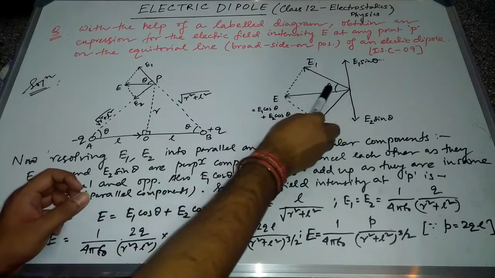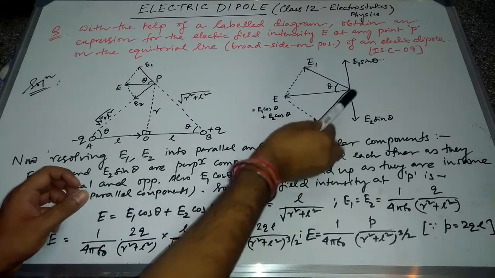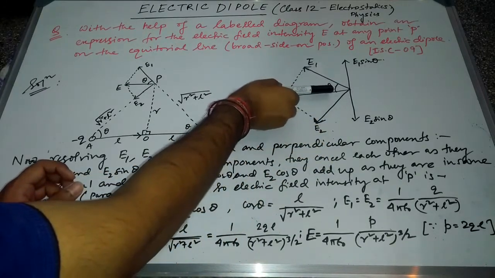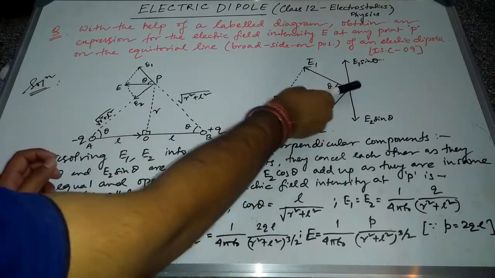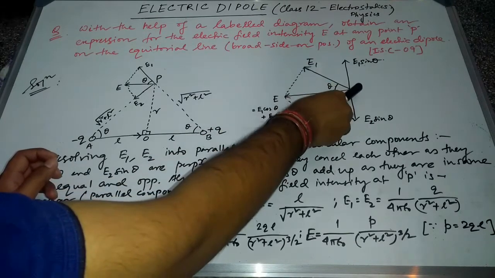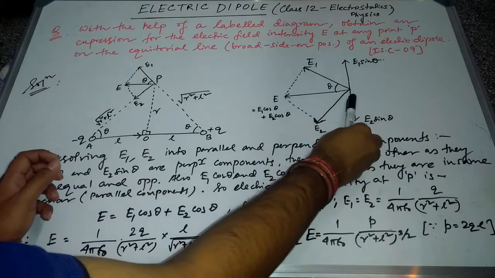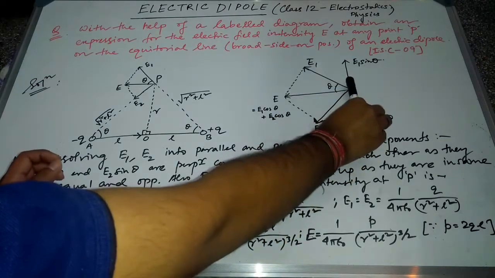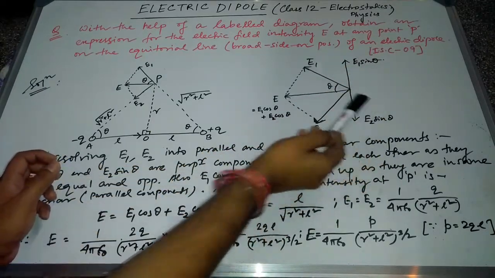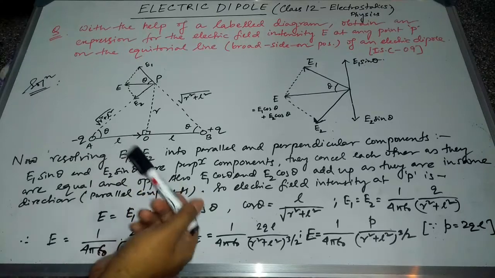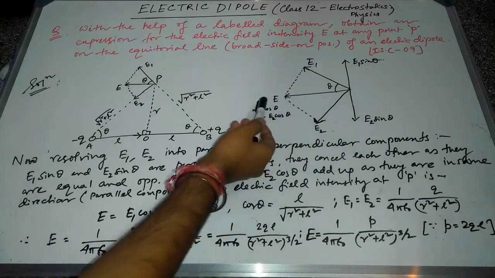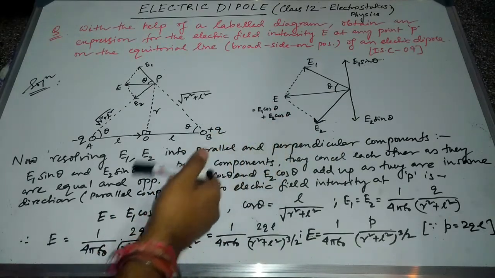Now E2 is also resolved in the same manner. This angle is theta. The component of E2 parallel to AB is E2 cos theta, and the component of E2 perpendicular to AB, where the angle is 90 minus theta, is E2 cos 90 minus theta, which gives me E2 sin theta. So E1 sin theta and E2 sin theta are equal and opposite, hence they cancel each other, and E1 cos theta and E2 cos theta act along E in the same direction, hence they add up.